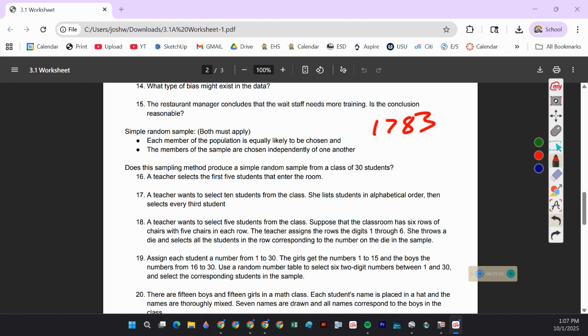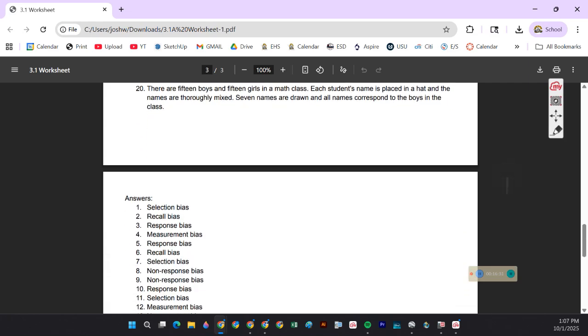Okay, so that is a simple random sample. So on this second page, you're going to go through and try to figure out, does that description represent a simple random sample? And you're going to test it against these two stipulations. Does every person in the population have an equal chance of being chosen? And does the choice of one person affect the choice of any other person? Okay? Is that going to take us to the end? Yes. All right. Here are the answers.